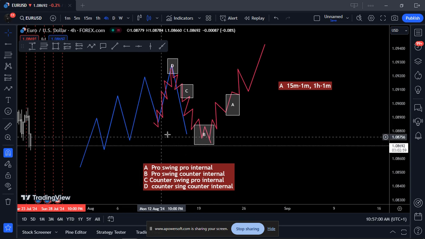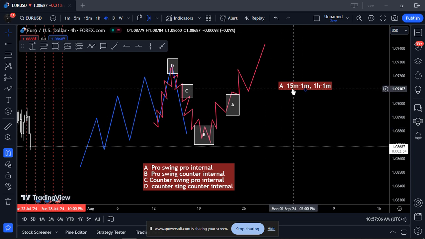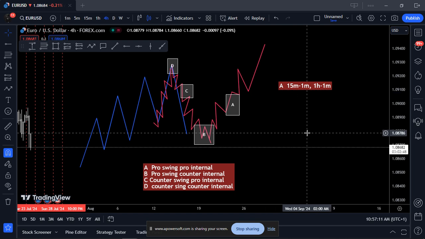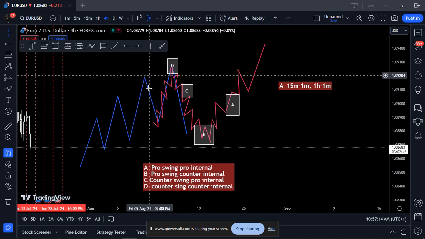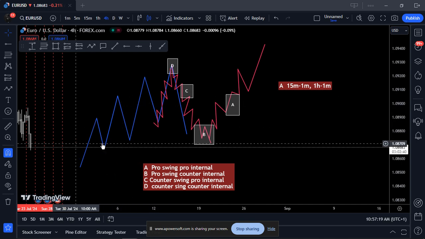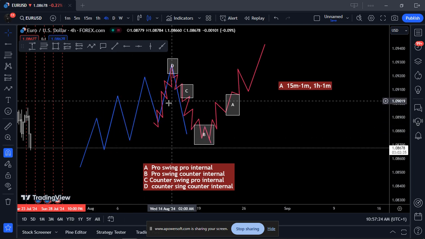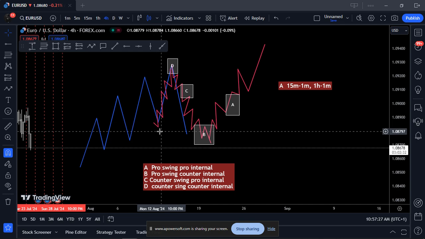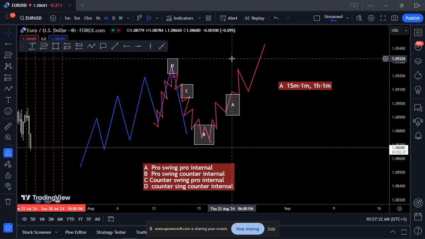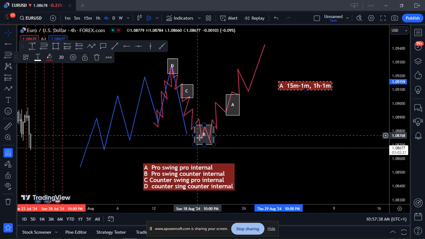Meaning I look for the falling liquidity of my 1 day to be taken. Then for my entry, I look for the 15 minutes and 1 minute, meaning after the 15 minutes falling liquidity has been taken, I enter. After my 1 day falling liquidity has been taken, I treat the 15 minutes as my higher time frame. Look for the falling liquidity to be taken, then look for a 1 minute complete inducement entry and I trade. So this is what I do for phase A.